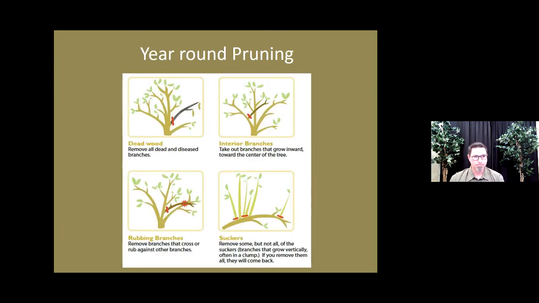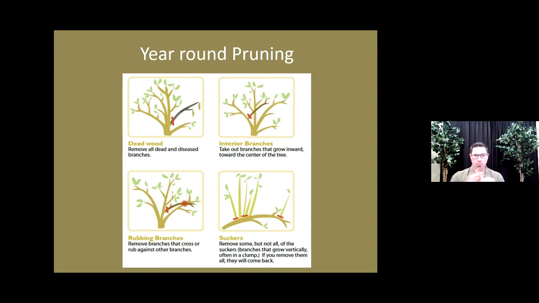Next. So for year-round pruning, you can go by these four rules that will really help you in general, okay? Anytime you see a dead branch, you can prune it off. Any time of year, you see a dead branch, cut it off, okay? Anytime you have branches that are growing towards the inside of the tree, you can cut them off, okay? You want the airflow through trees. You don't want it to be completely dense and entangled in the middle.